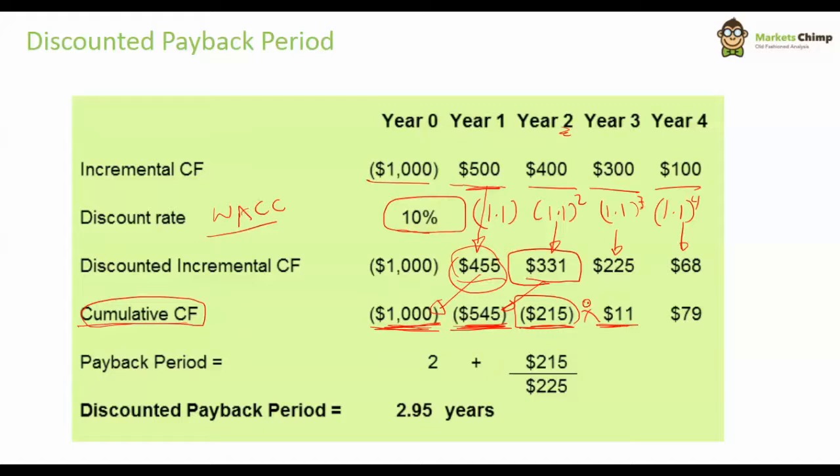So you want to know exactly how long this takes. Assuming again that the $225, which is the discounted value of the $300 in year 3, is coming in pro rata, you try to find out exactly how long it takes from year 2 to year 3 to recuperate all the $1,000. How much do you need out of the third year cash flow of 225? You only need 215. So you need 215 out of 225. So basically this comes out to 2.95. So your discounted payback period is 2.95.